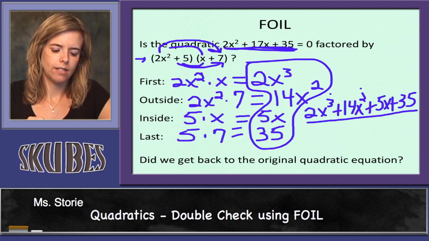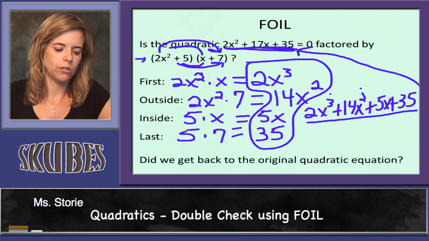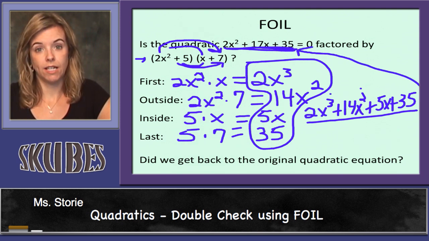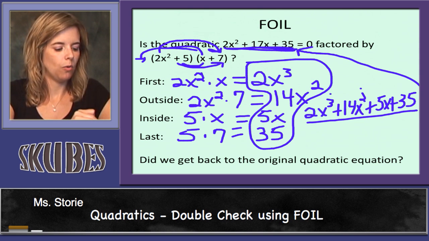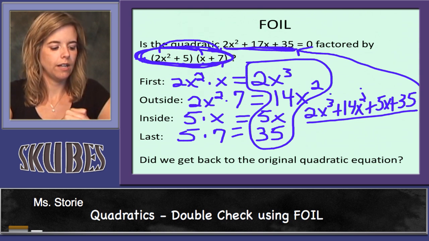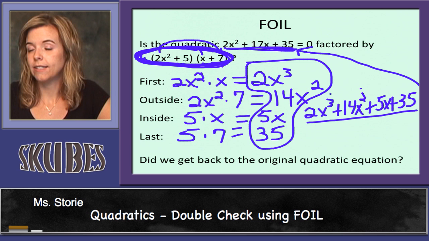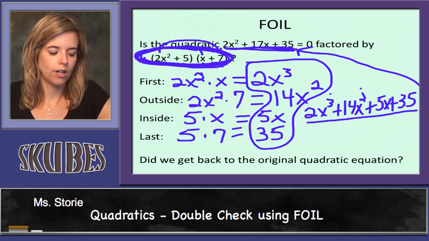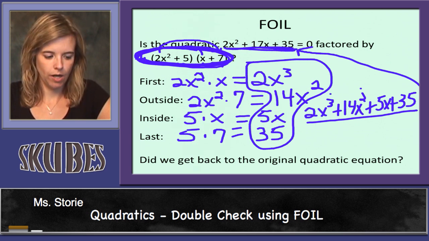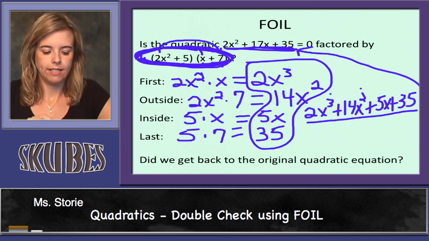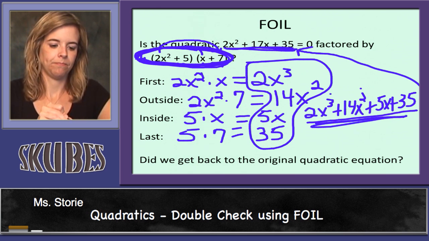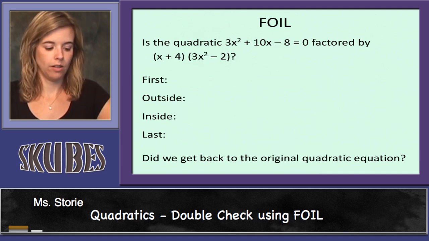The question is, does that match the original one? Nope, it's not even close. So that means that what we were trying to figure out, this one right here, didn't work. So that's not the correct factor of the original question, which was 2x squared plus 17x plus 35. Turns out we picked the wrong numbers. It didn't match when we FOILed it. All right, let's try another one.